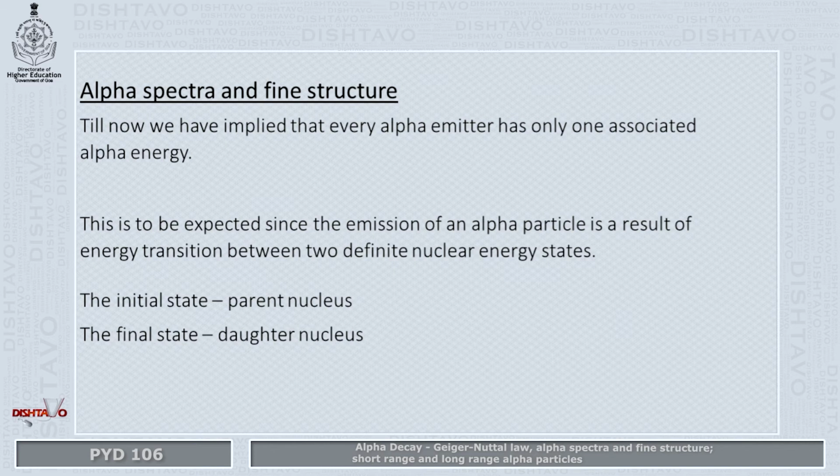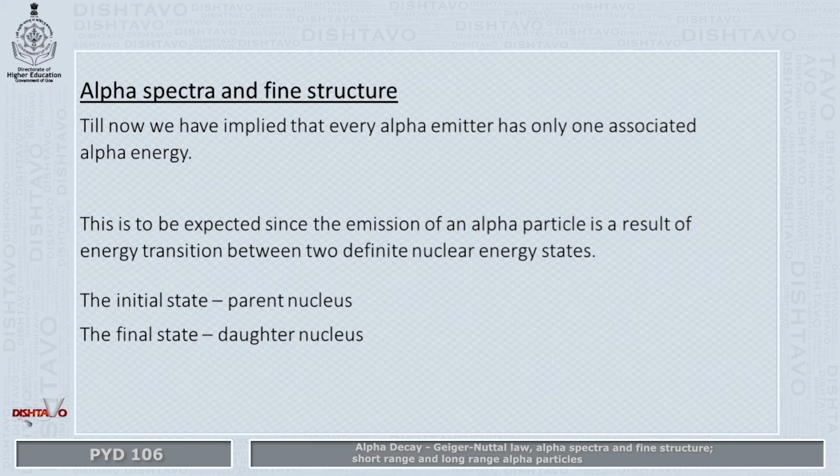Next, what we have is the alpha particle, then fine structures that is related to it. Till now we have implied that every alpha emitter has only one associated alpha energy, right? And it looks very obvious that there is a material which is emitting alpha particles, and since it is the only material there, it will have its initial state and the ground state, and of course I expect only one energy level, right? It looks very obvious.